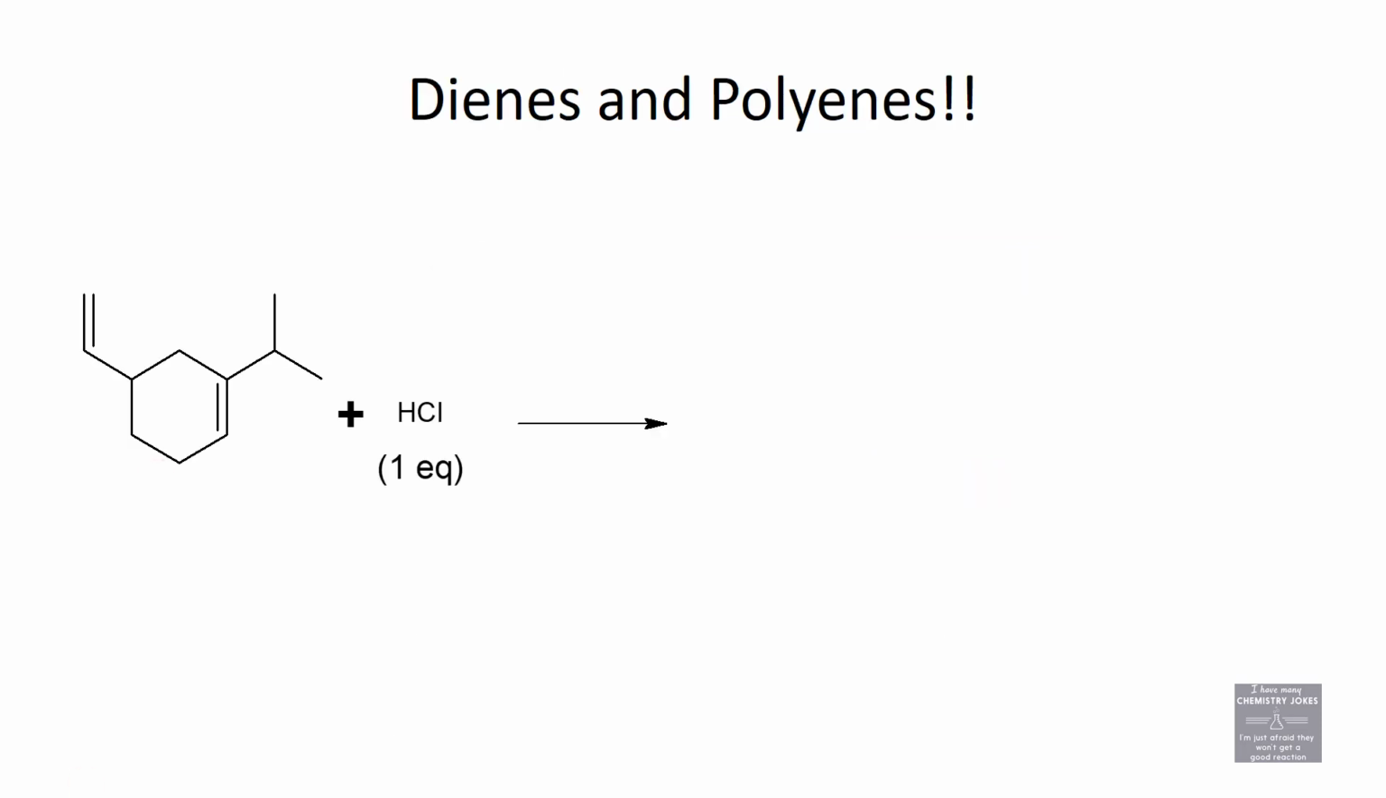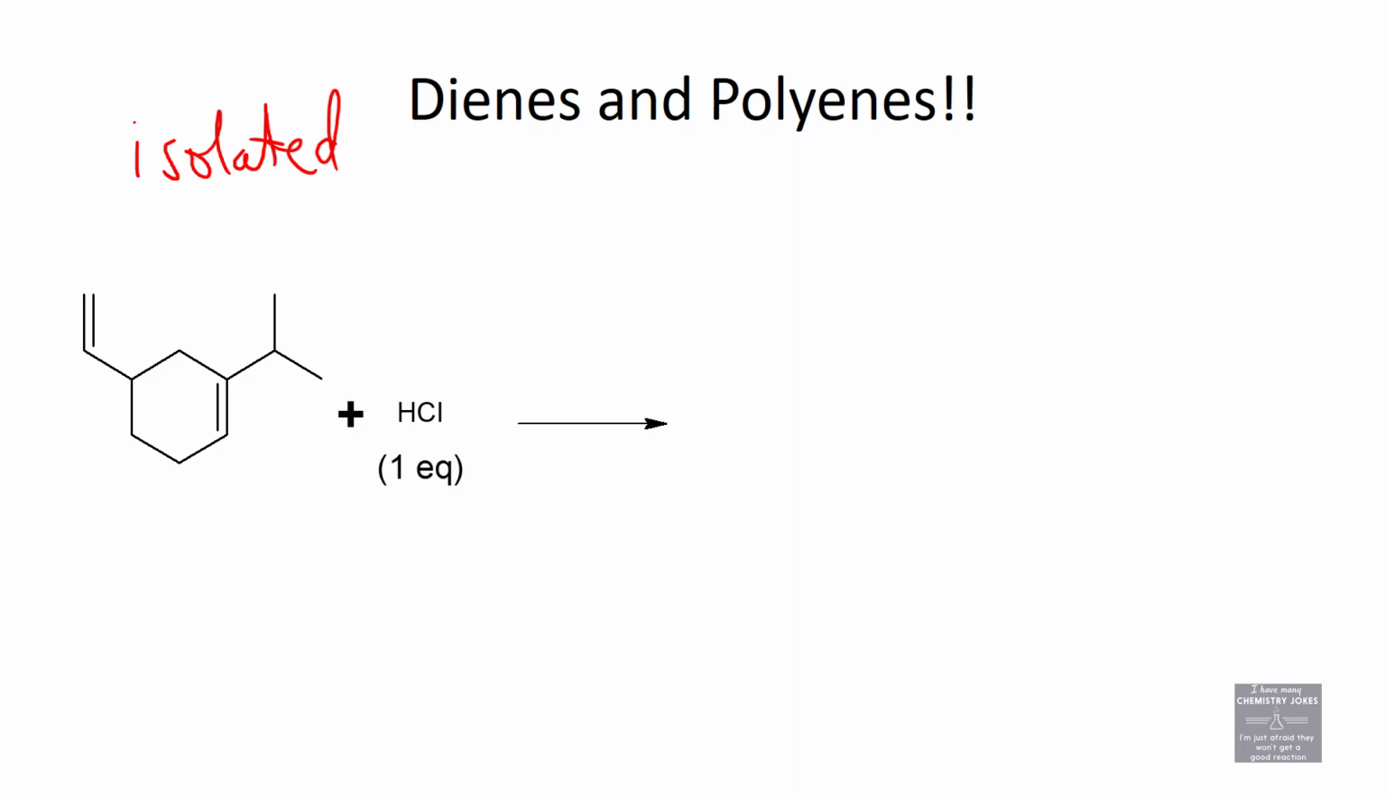So when presented with a reaction like this, where you're told to draw the mechanism or predict the product, you first need to recognize you have a diene, and then determine what kind of diene you have. This diene is an isolated diene. And an isolated diene reacts very much like a standard alkene.